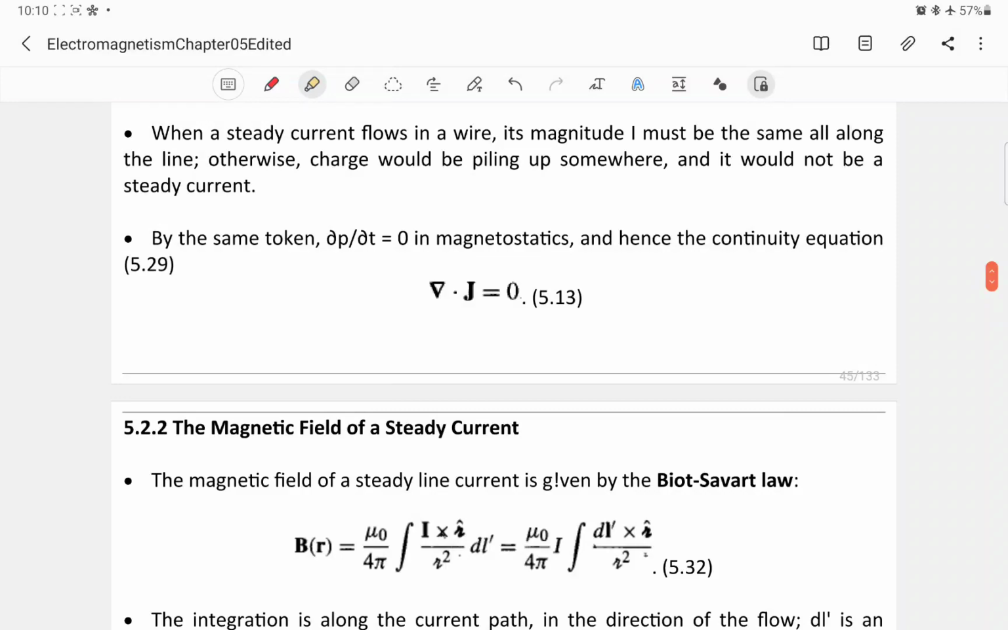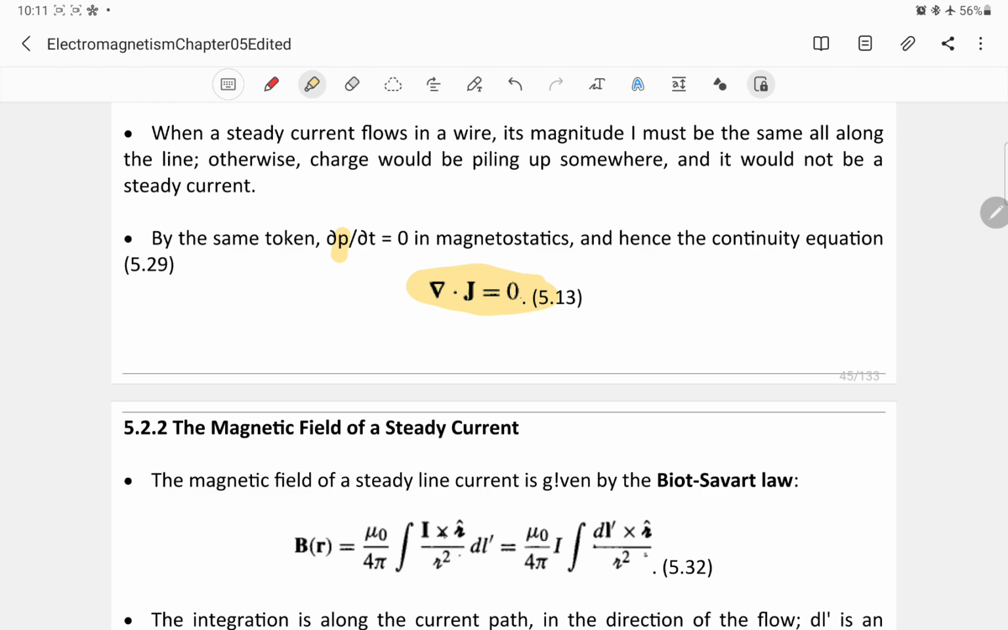When a steady current flows in a wire, its magnitude I must be the same all along the line. Otherwise, charge would be piling up somewhere, and it would not be a steady current anymore. By the same token, the partial derivative with respect to time of the volume charge density rho would be equal to 0 in that case, and hence the continuity equation would just be left with the divergence of J equal to 0. So that is for steady currents.